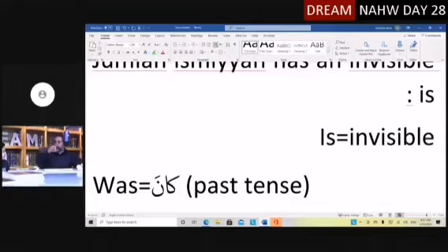Who started the kun business? Hunna kunna. Once it was there, the rest is the same. Anta kunta. Antuma kuntuma. Antum kuntum. Anti kunti. Antuma kuntuma. Antunna kuntunna. Ana kuntu. Nahnu kunna.